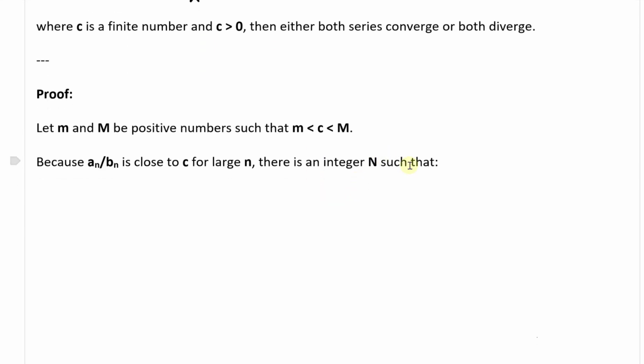There is an integer N such that we have this c, so remember this is going to be b. It's going to be less than a_n over b_n, which is our c, or approaches c as n goes to infinity, less than M, like this. And this is when n is greater than N, just greater than N, like that.